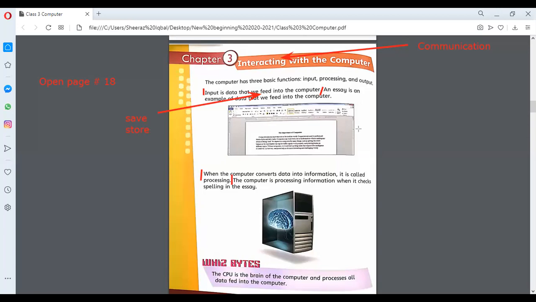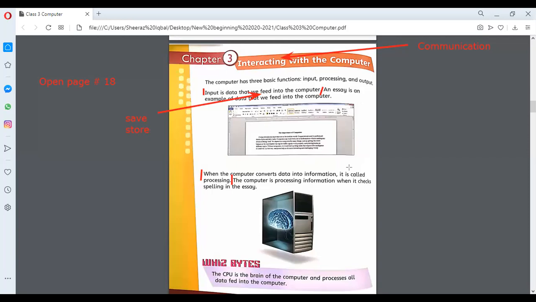When the computer converts data into information, it is called processing. That's it. Okay.